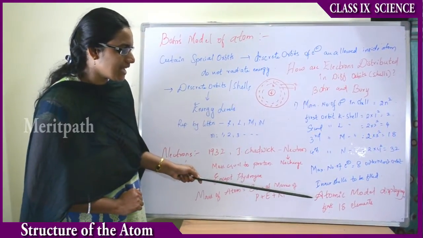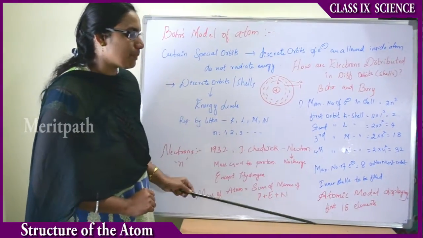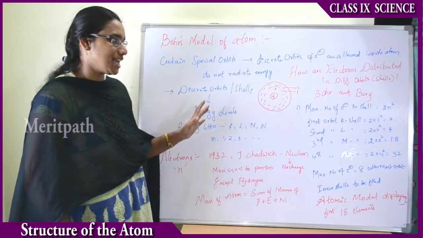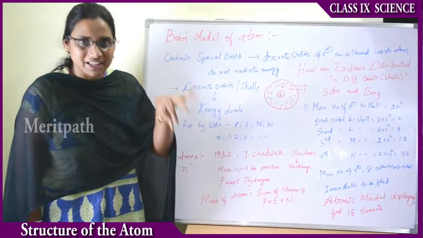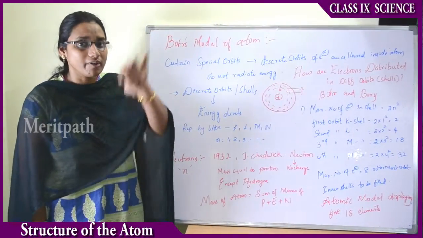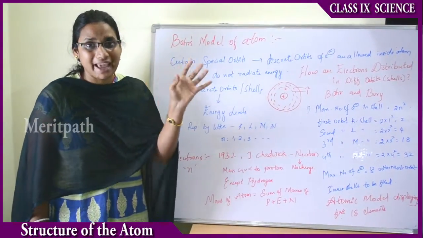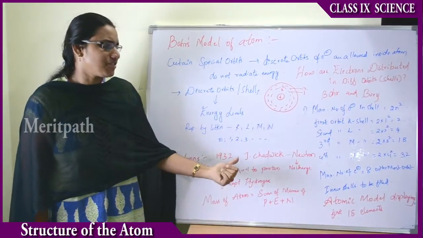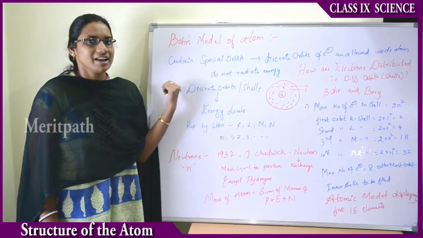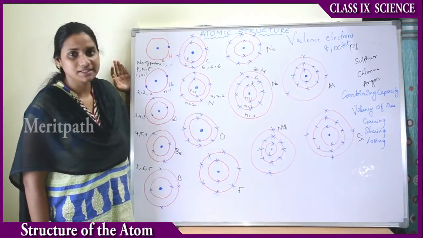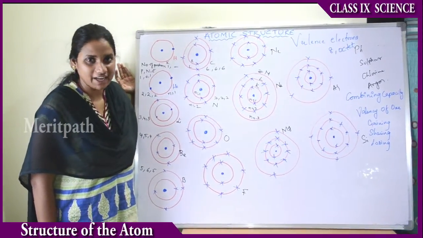Now we will be seeing the atomic model displaying the first 18 elements. Let us see how the electrons and protons are situated or placed within an atom for the first 18 elements. We will be seeing those 18 elements and how they are represented. See the atomic structure of the first 14 elements.